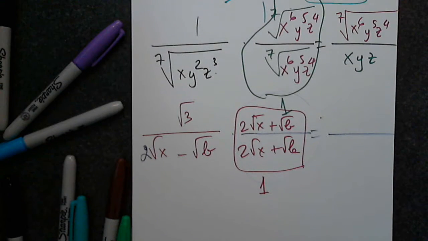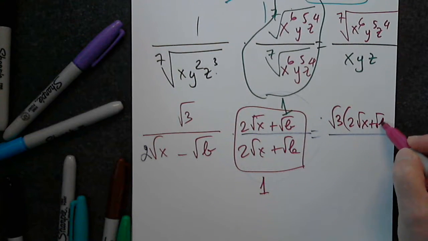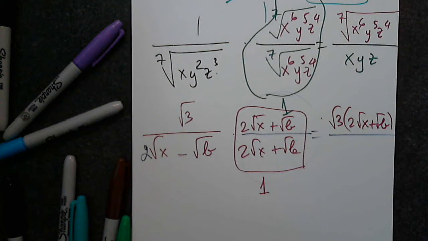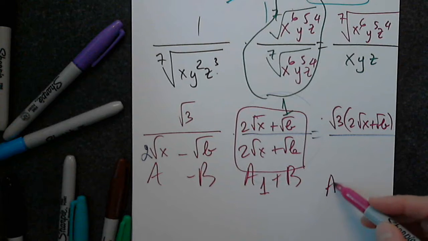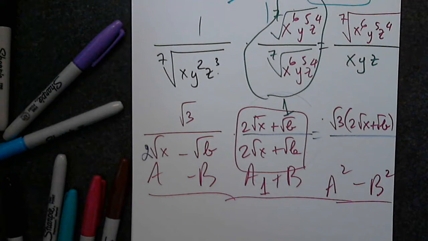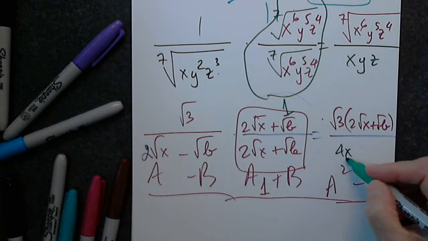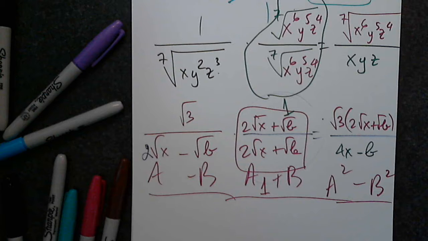The numerator is easy, but the denominator, well, in this case, you don't have to multiply. It's just the square root of 3. So 2 the square root of x plus the square root of b. But what about the denominator? Remember, we are using the formula a minus b times a plus b, and you have to give me a squared minus b squared. Please remember this. Okay, ready? So what is the denominator? The first term is 4x. Of course, very good. Minus b. Excellent. Very good.